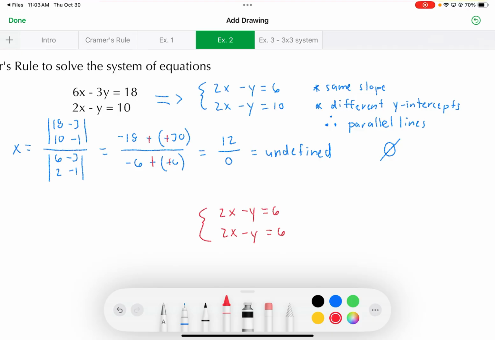So we're not going to say all real numbers here. All real numbers is a one-dimensional answer. We're talking about two-dimensional ordered pairs here, right? So the better terminology would be infinite solutions. And if we want to be really formal, we can use set notation. We can say our answer is the set of ordered pairs on the line represented by the equation 2x minus y equals 6.